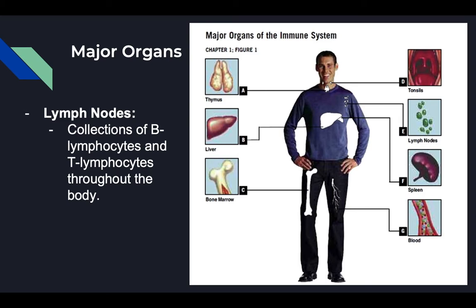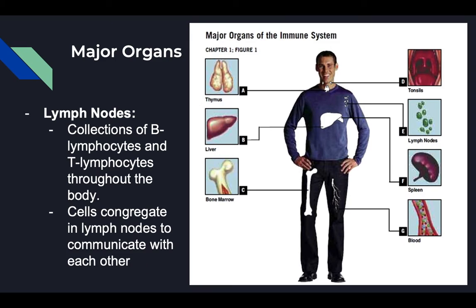If you're sick, your body's producing extra B cells and T cells to fight this disease, and because of that, there'll be more there. It's not where B cells and T cells are made, it's just where they'll congregate to communicate with each other. So if they need to exchange information, they will gather at lymph nodes. Pause if need be.